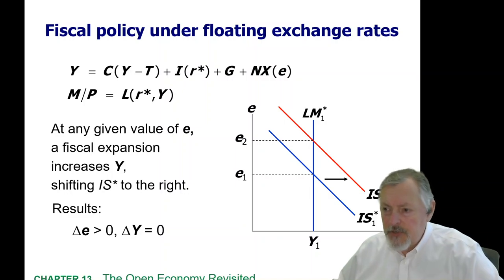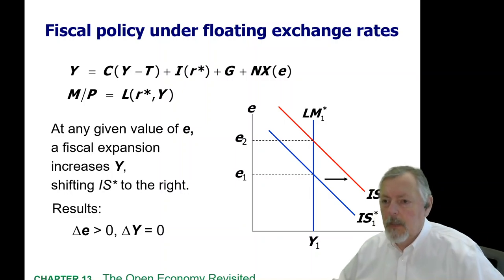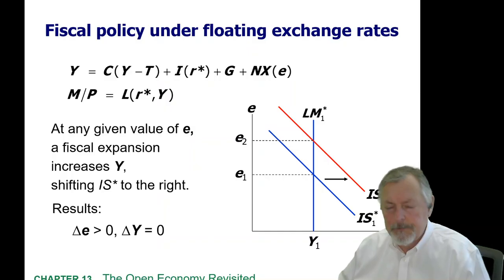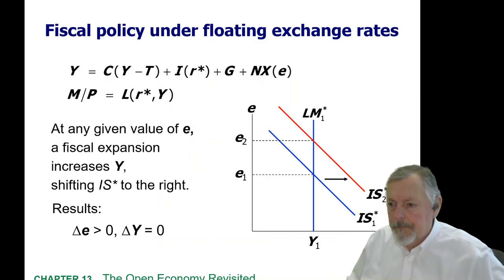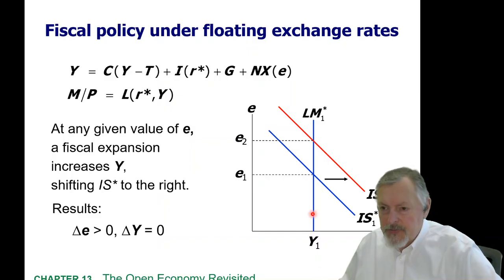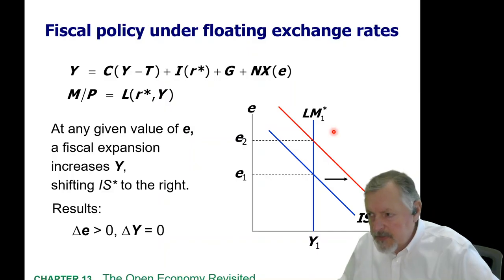Let's look at a change in fiscal policy using this model under the floating exchange rate system. If government increases spending, the IS curve will shift right. But since the LM curve is vertical, the entire effect is seen in the exchange rate going up. Output does not change.